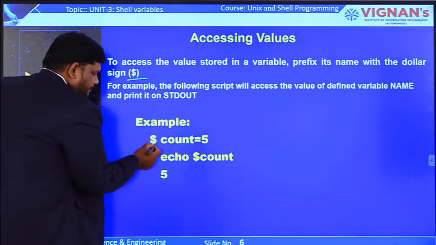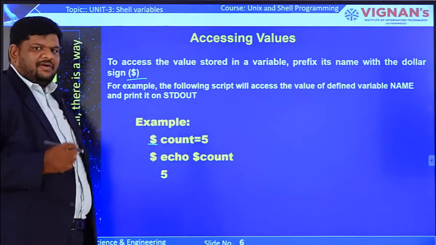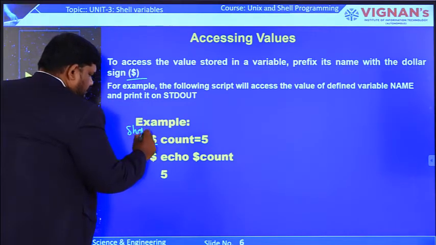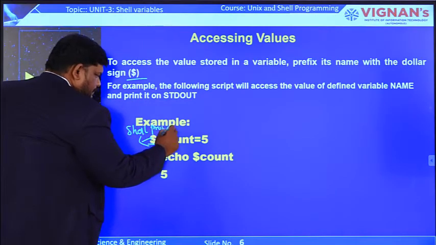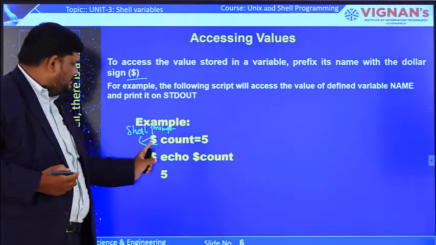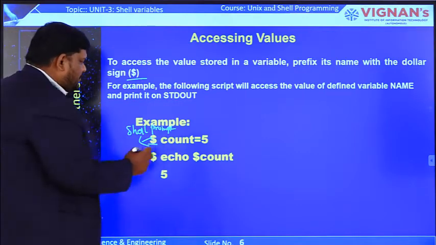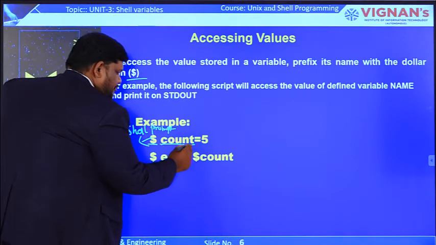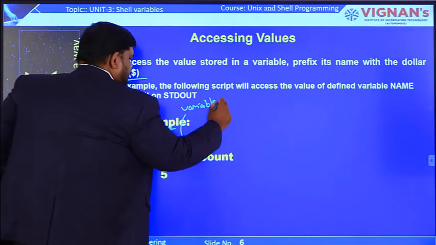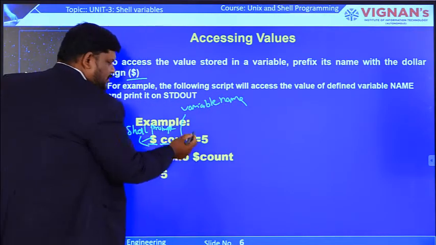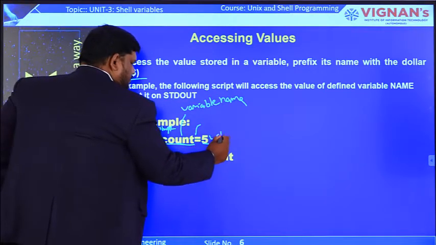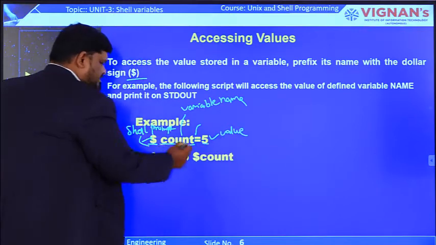Let us consider this. Here, this $ sign is not a character, it indicates the shell prompt. That means it shows which type of shell we are using, in this case the Bourne shell. After that we write the variable name, count, without any white space. Then equals is the assignment operator and 5 indicates the value. So this is the first line.